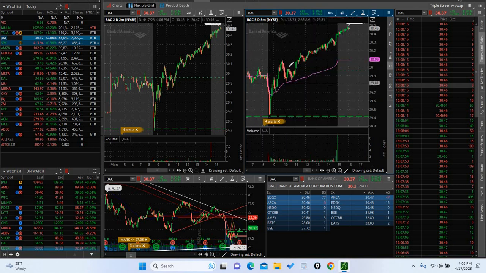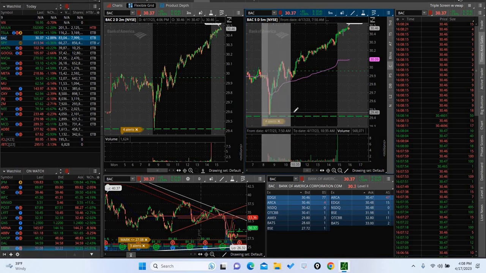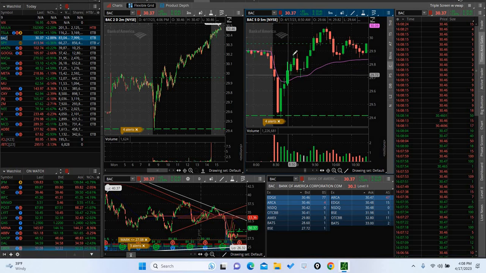Remember, you guys, in context, it came back and tested previous support. I got my lines. These are lines from a long time ago, you guys. It became support, right? Cracks VWAP. What happens, you guys? We risk the same thing. We risk one candle.